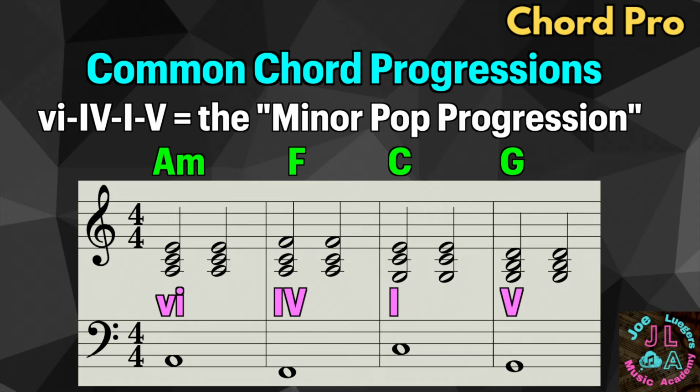I'll give you one more example, which I've heard referred to as the minor pop progression. This one begins on the 6th chord and goes 6, 4, 1, 5. The example I always think of is All of Me by John Legend.